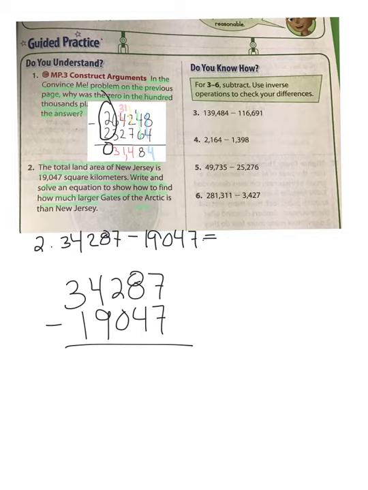Let's subtract. 7 minus 7 is 0. 8 minus 4 is 4. 2 minus 0 is 2. Now we come to the thousands place and we cannot take 9 from 4. So we need to go next door and borrow 1 from the 10,000s place and place that one over in the thousands place. Now we can subtract. 14 minus 9 is 5, and 2 minus 1 is 1. Our answer is 15,240 square kilometers.